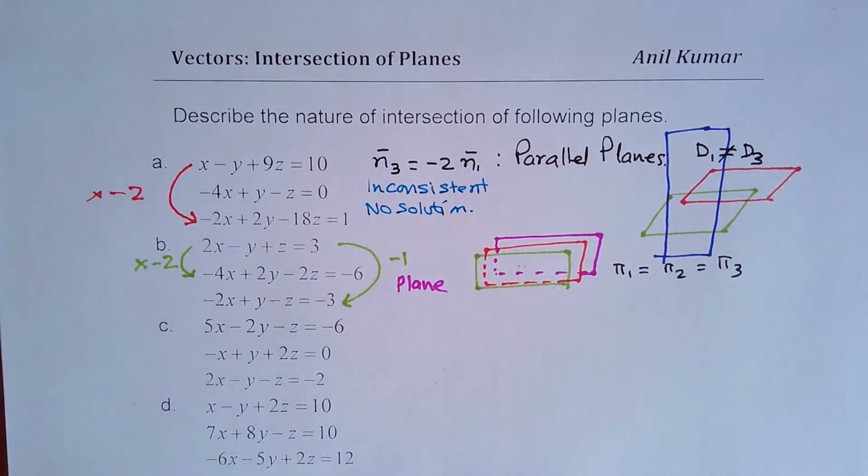Now let's look into C and D. C is 5x minus 2y minus z equals minus 6, minus x plus y plus 2z equals 0, 2x minus y minus z equals minus 2. Now here clearly the normals are very different. So they are not equal or scalar multiples as they were in the previous two cases. So here we might have intersection of these planes as a line or a point. So let's look into it in further detail.